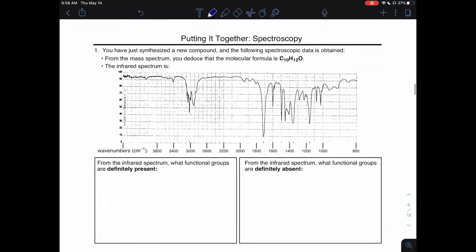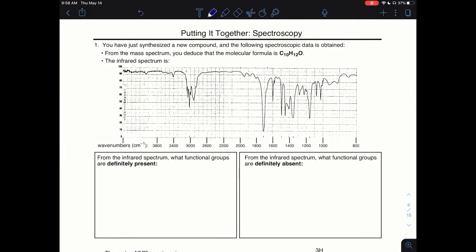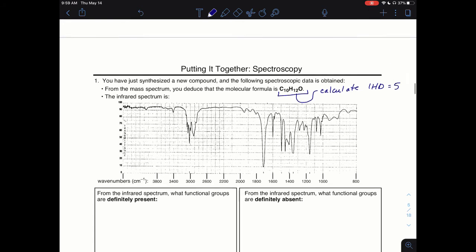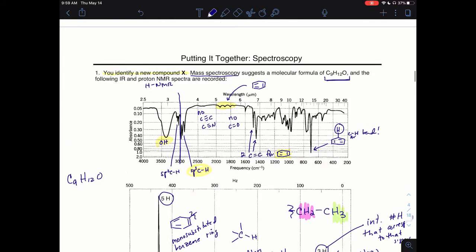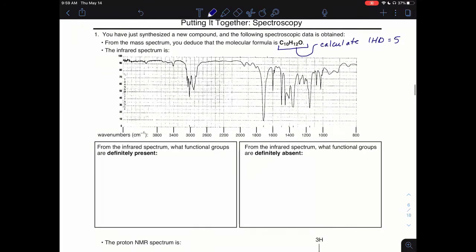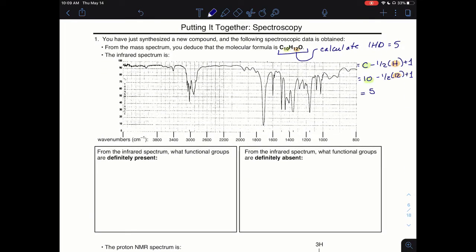Let's try again. You just try this yourself before you listen to me explain it. You'll get much more out of it. Ooh, I forgot to show you something on the previous page. I'll show you now. So you should calculate your index of hydrogen deficiency from the molecular formulas. That can really help you. So here we have an index of hydrogen deficiency of 5. In the previous example, we had an index of hydrogen deficiency of 4. The index of hydrogen deficiency represents the total number of pi bonds and rings in the molecule.